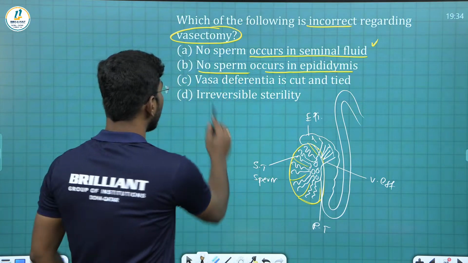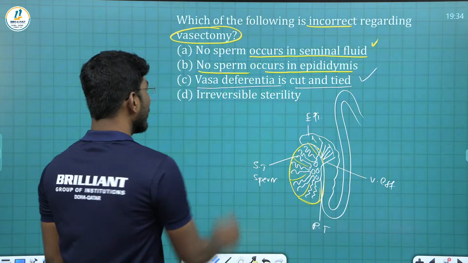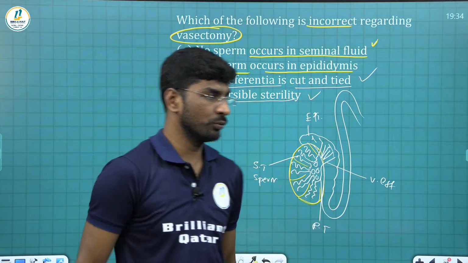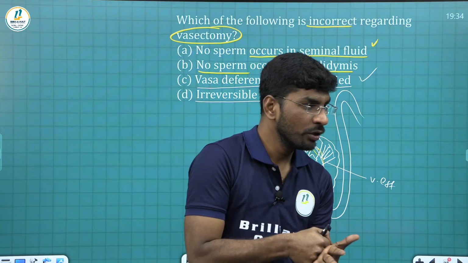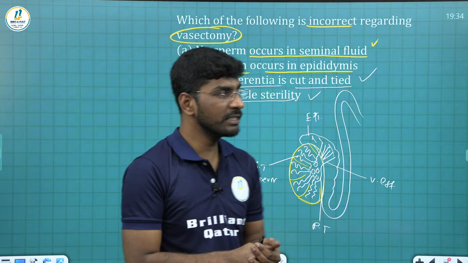What about third one? Vas deferens cut and tied. Yes, it is a correct statement. Next, irreversible. Yes, it is a correct statement. So what is that not true? Is it D or B, beta? Try. Is it D or B?